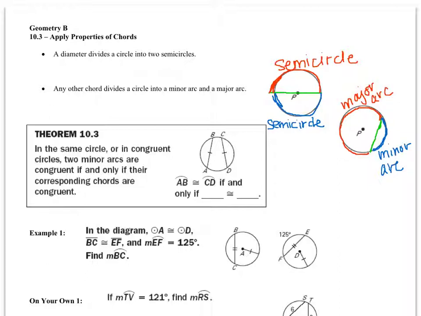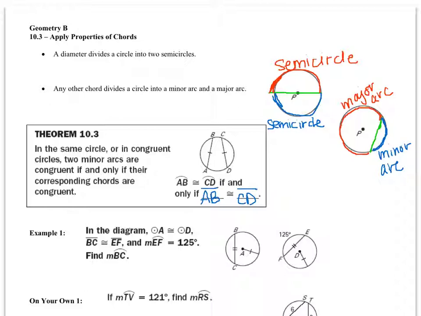So theorem 10.3 says in the same circle or in congruent circles, two minor arcs are congruent if and only if their corresponding chords are congruent. So in my picture here, arc AB is congruent to arc CD if and only if this segment is congruent to this segment. So segment AB is congruent to segment CD.